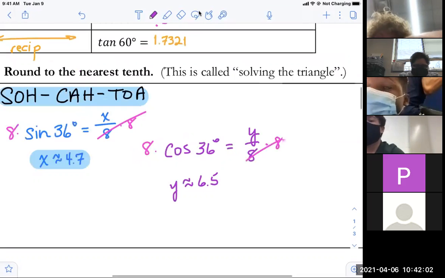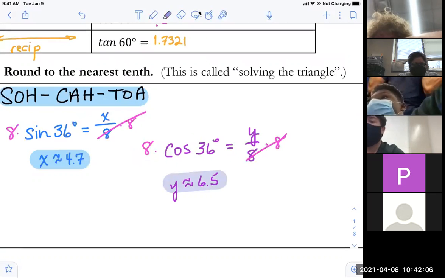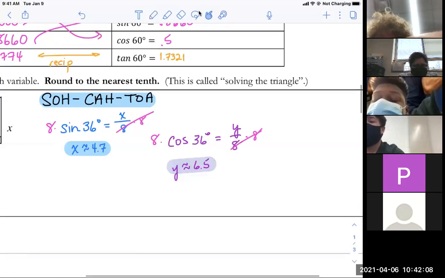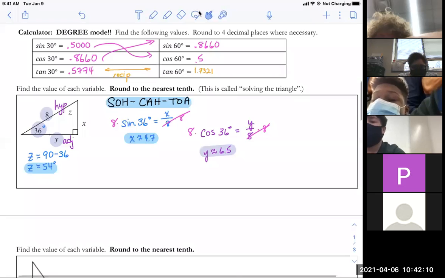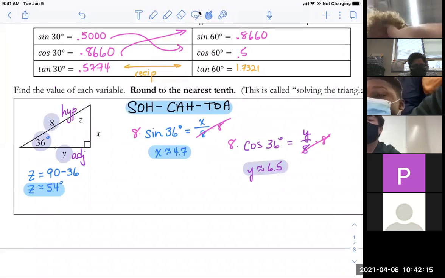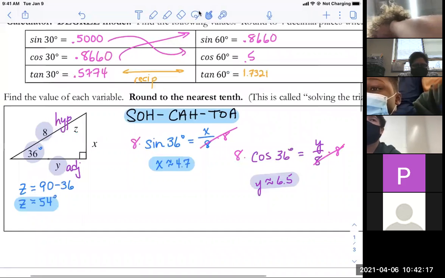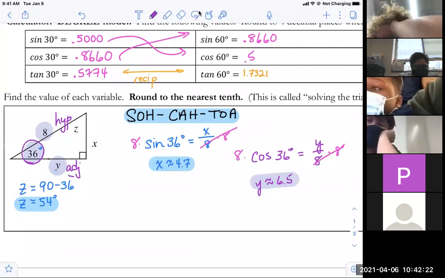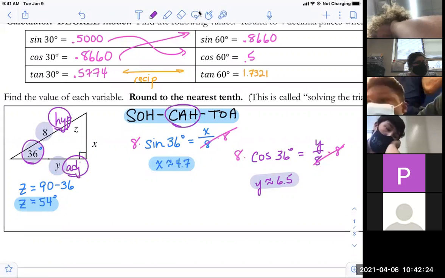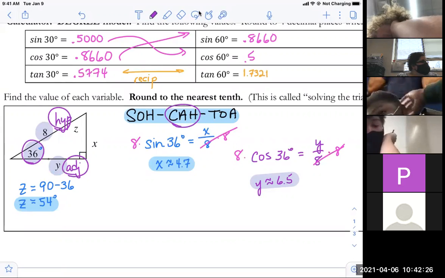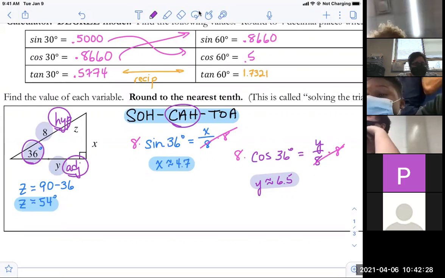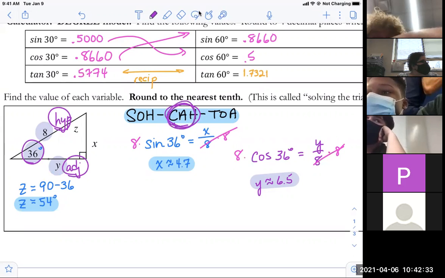Now, you don't have to do the little approximately symbol. I'm doing that to indicate that I rounded. I'm not going to count it wrong if you write y equals or x equals, okay? But you'll just see me do that because that means I rounded. Okay, so to find y, we're looking at the angle with the adjacent and the hypotenuse. Adjacent hypotenuse is cosine, right? Since you're using adjacent hypotenuse, that means you're doing cosine.